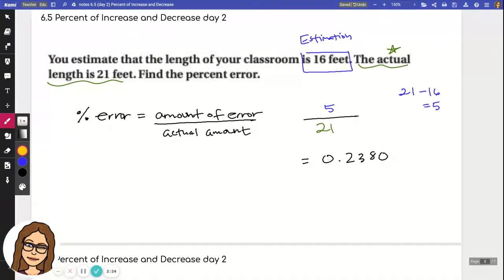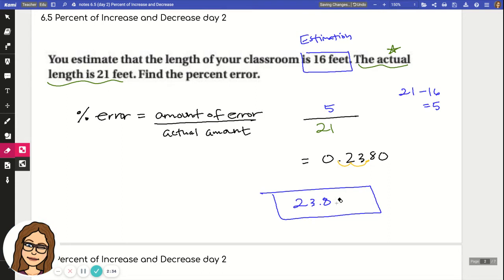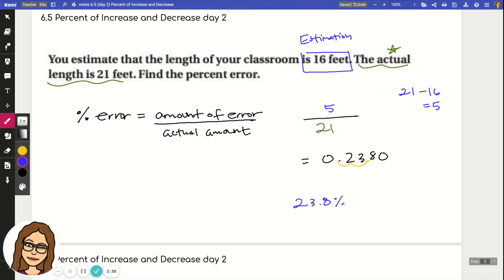Okay, change it to a percent. So we have a 23% error. And that's the word you use. Oops, I forgot my percent sign. We don't put increase or decrease. We put the word error. So it's super duper similar. You just have to figure out how far off were you from your estimation to the actual, and then find the percent.